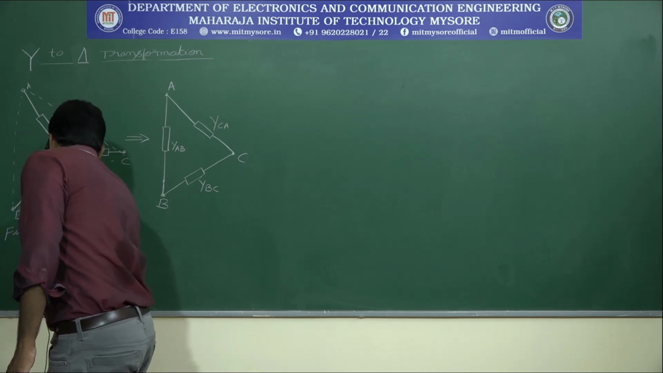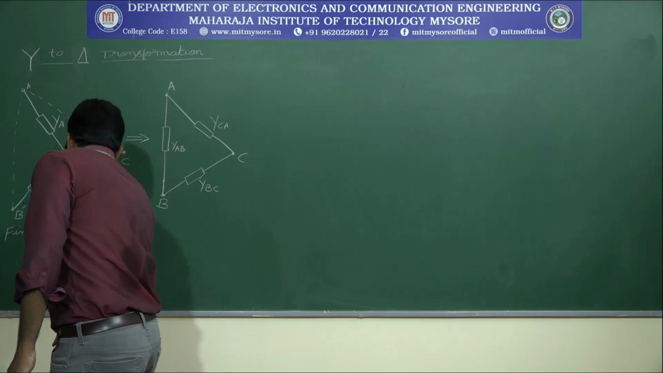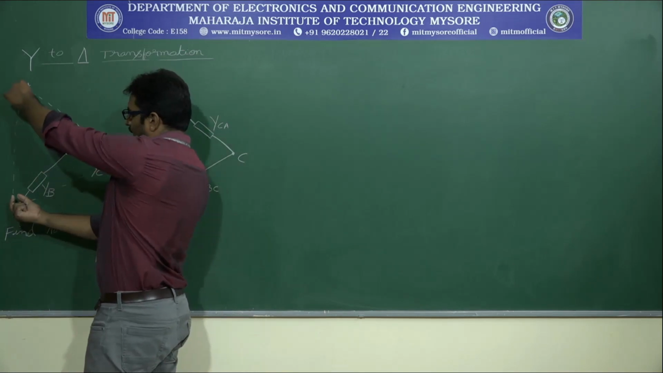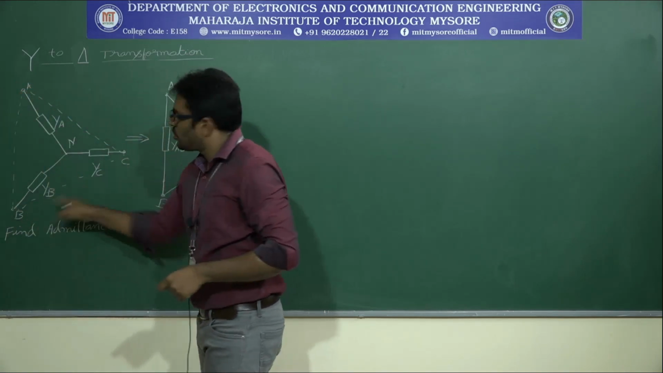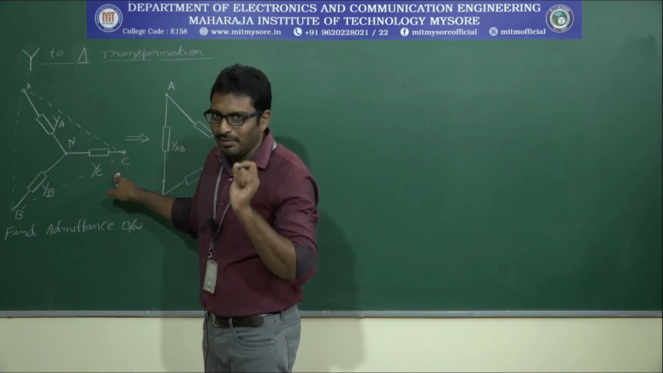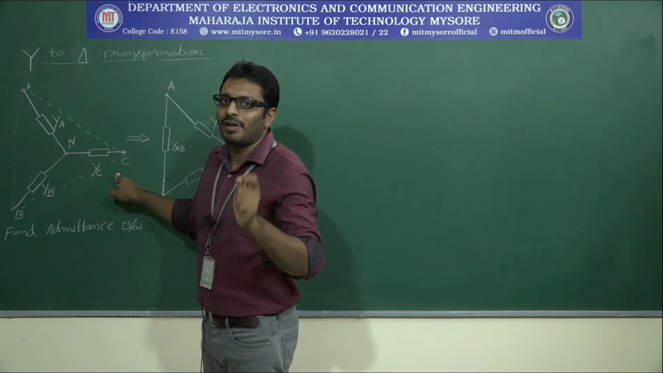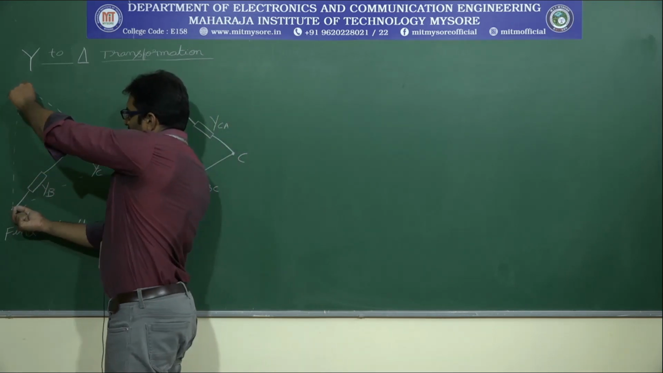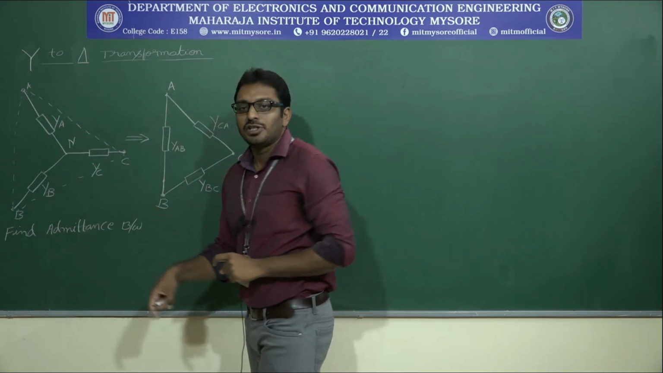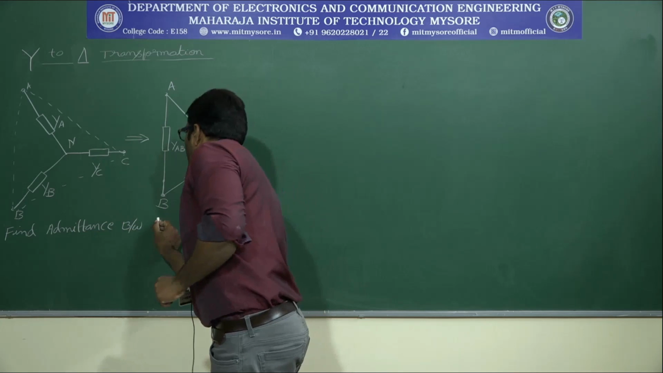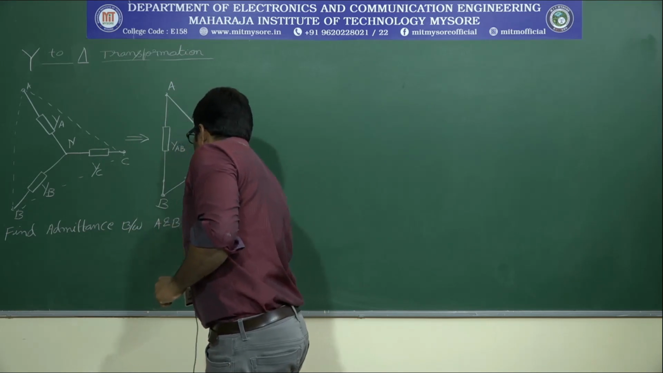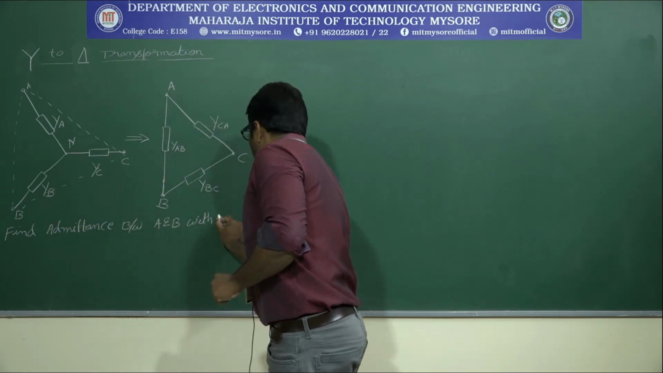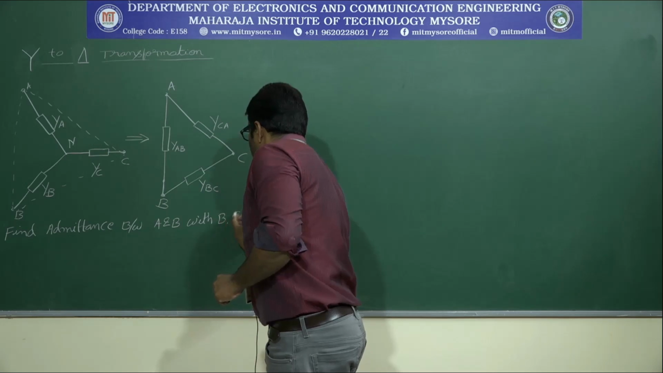Now in order to find the equivalent admittances in delta format, just find the admittance between the terminals A and B with BC shorted. Is that clear? Try to understand the very first point, fundamental and very important. Find the admittance between A and B with the other two terminals B and C shorted.